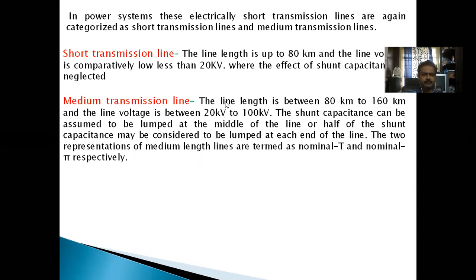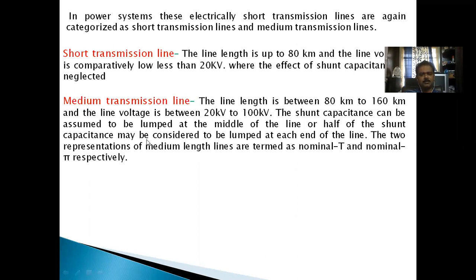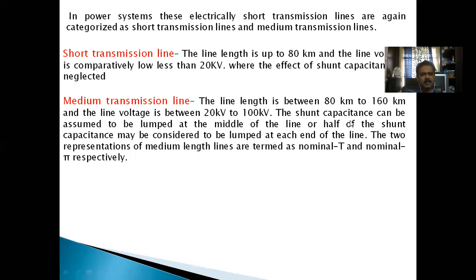So in terms of total values, here we have to consider the shunt elements, so shunt capacitance. We cannot neglect them. If we neglect the shunt elements, the practical values and the theoretical values may not coincide. That's why we have to consider the shunt elements. So instead of going distributed, we can use lumped parameters in a medium transmission line. And we can consider this shunt capacitance at the center, or we can split it into two capacitances, one at the sending end, the other at the receiving end.